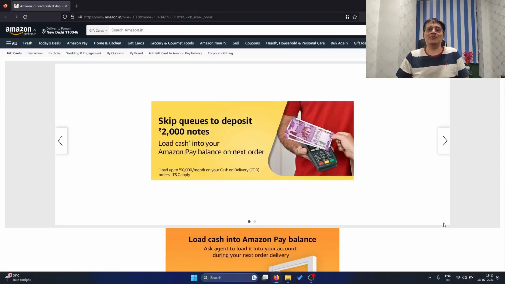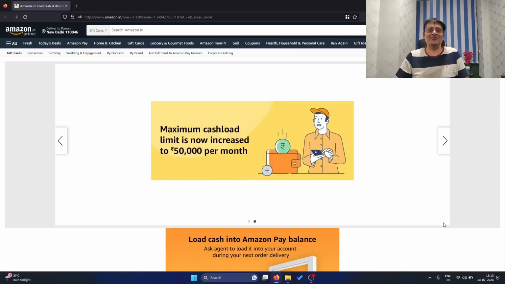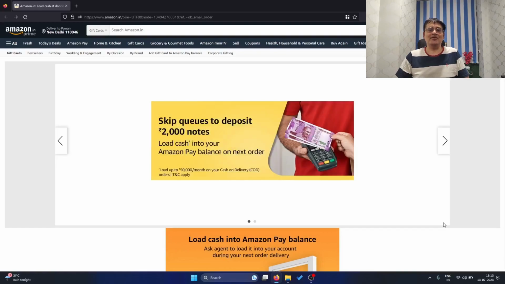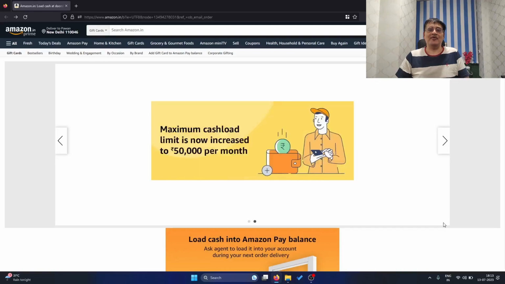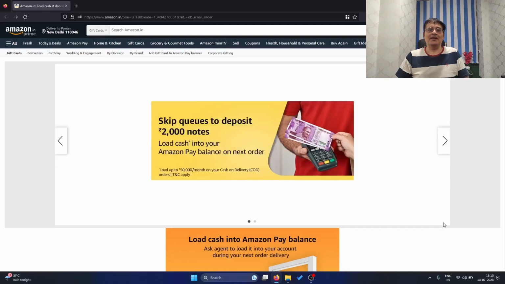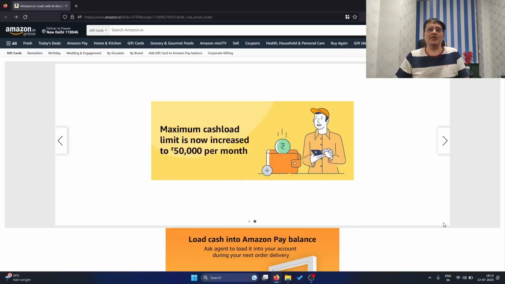If you have 2000 rupee notes and you don't want to go to the bank, here's a very cool solution for you. All you have to do is go to Amazon, place an order for any of the products that you want, but place it for cash on delivery. When the delivery boy comes, you can hand over 2000 rupee notes up to rupees 50,000 every month.